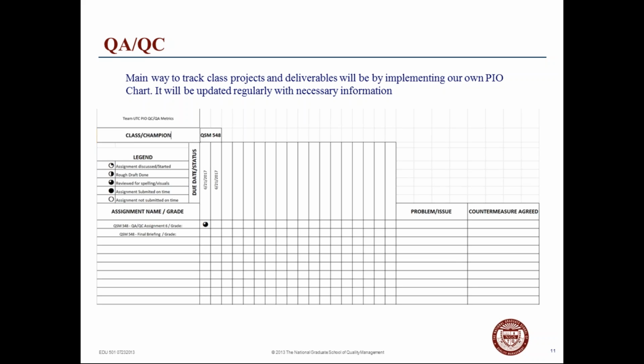And then as our legend says, we actually have little meatballs, if you will, that will be updating as we work on each assignment. For any of the ones that have a circle that is not filled in, we will look way over on the right where it says problem and issue and figure out what the problem or the issue was, whether it be that we turned it in late, didn't have enough data, the people we needed were not available, or whatever the issue may be. And then the countermeasure agreed on to address that issue so that it doesn't happen again.